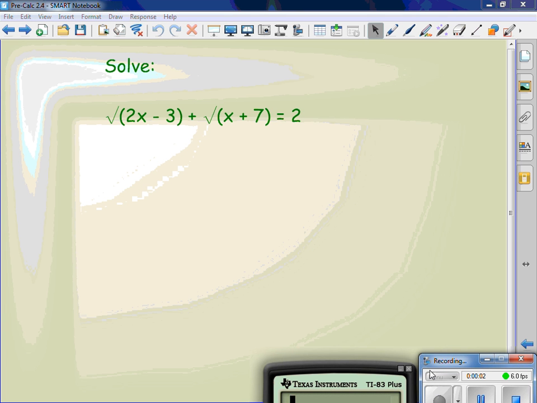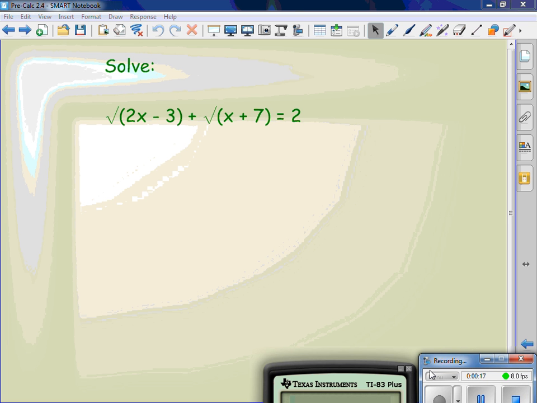This is the second part of the 2.4 lesson. We ended the last lesson doing just the square roots. We had to move over the 1, and then we had to square both sides, and then move everything to the one side. This one's a little bit different.